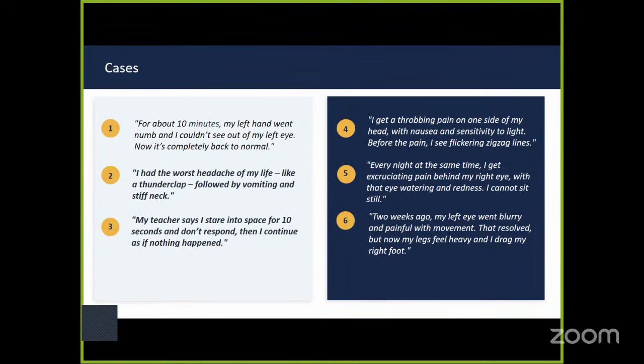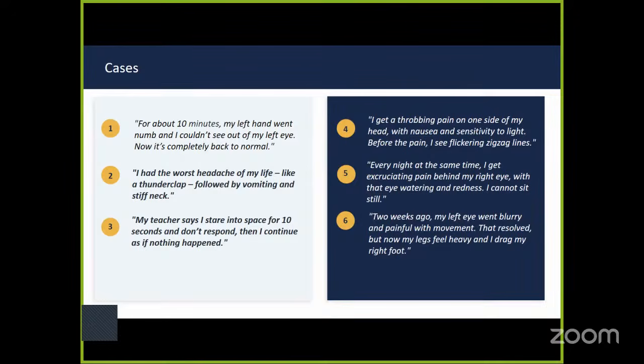Then we have a student who reports that the teacher noticed them staring into space for a period of 10 seconds without response, with no motor or sensory changes, and then has no memory of the event. Number four is a patient who gets a throbbing pain on one side of the head with nausea and sensitivity to light, and has a prodrome of flickering zigzag lines prior to the pain.